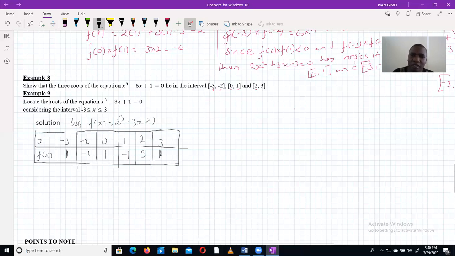When I put 1 again, this is 1 minus 3. I'm putting not 1, I'm putting 3. This becomes 27 minus 27.